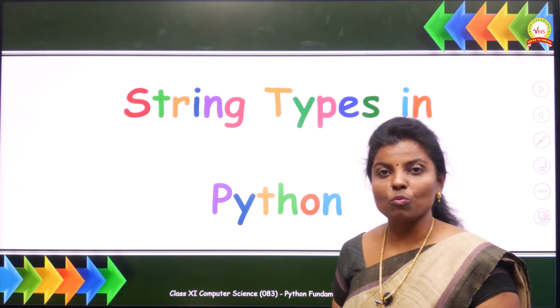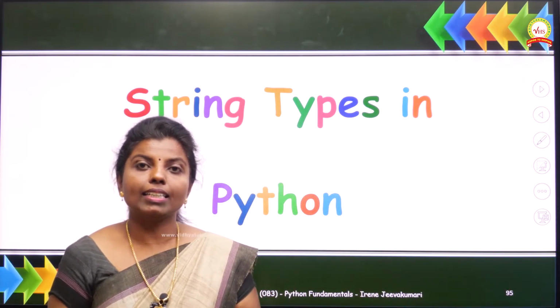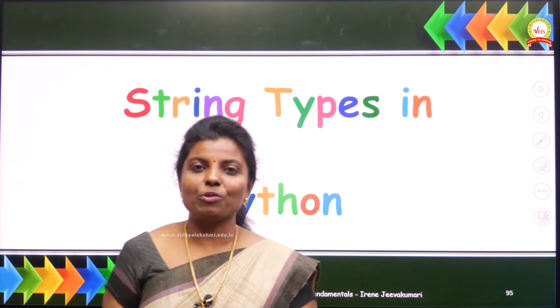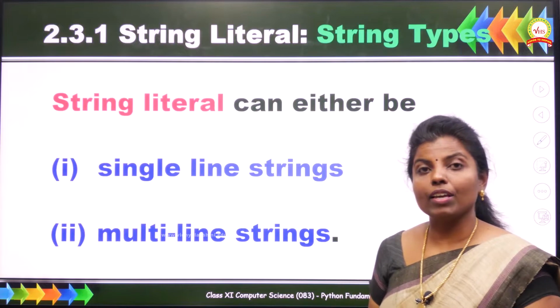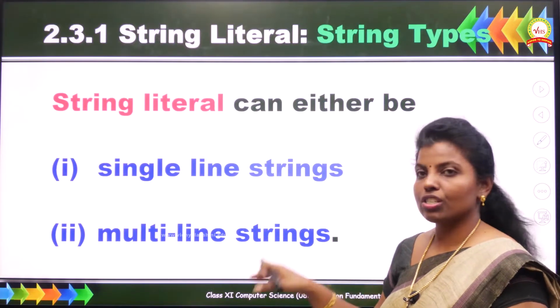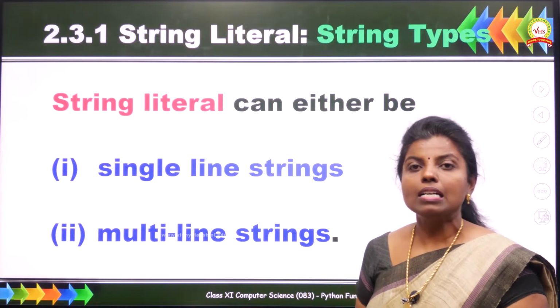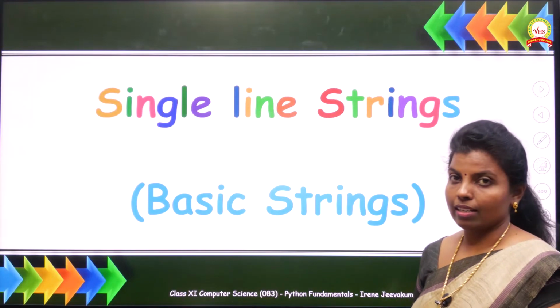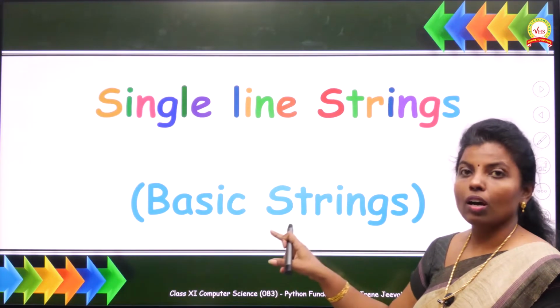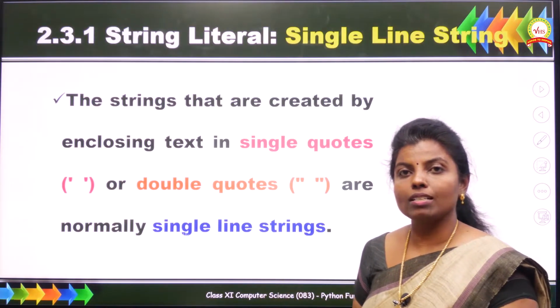Now let us move on to the string types in Python. We must know what the types of strings are. The string literal can be either a single-line string or a multi-line string. So how many types of strings are there? We have single-line strings and multi-line strings. Let us see what single-line strings are. Single-line strings are the basic strings of Python. So how do we identify them?